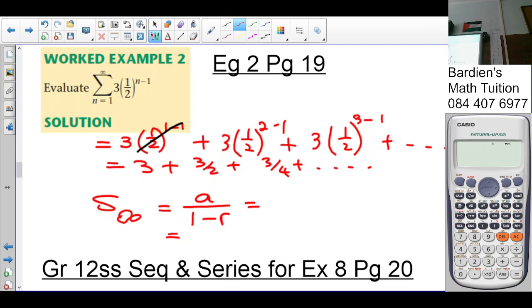So what is your A value? 3 over 1 minus, and what's my R value? A half, yes, because that's 3 over 2 divided by 3. So it's half. So my answer is 6. Right, you guys understand? So do it again.